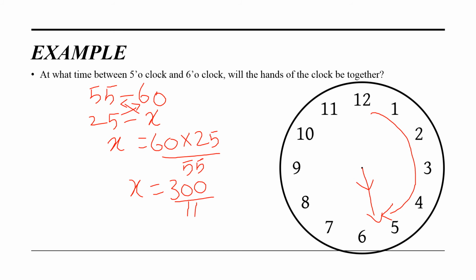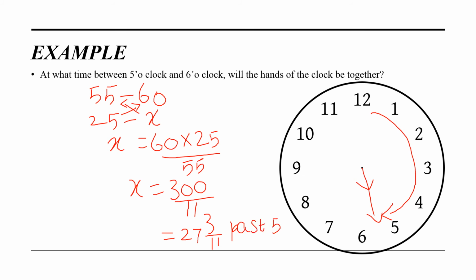Then look at the answer choices. If the answer choices are in mixed fractions, we need to convert this to a mixed fraction. So 300 divided by 11 goes 27 times, remainder 3. So 3 by 11. The answer is 27 3/11 minutes past 5.